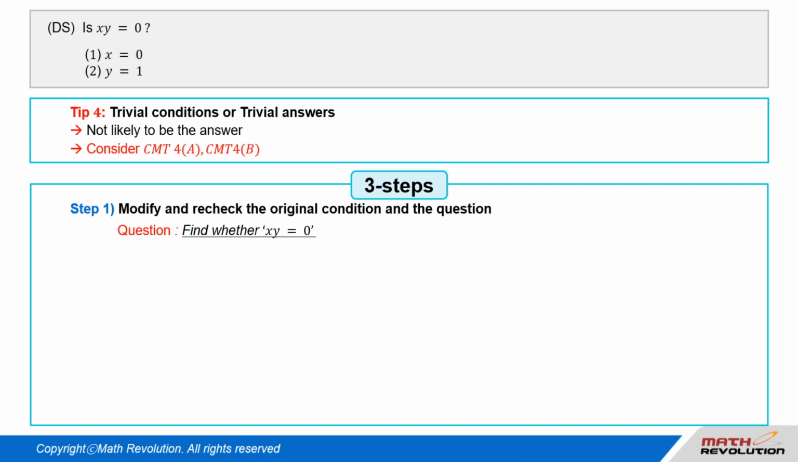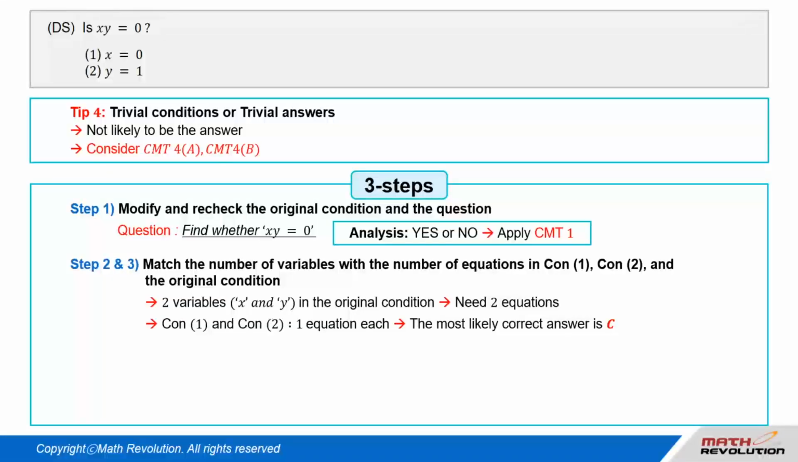We have to find whether x times y equals 0. Don't you feel like this question is tricking you into choosing C as the answer? You should be careful. Let's look at the information from the original condition. The answer to this question will be in terms of a unique value of yes or no, and therefore we apply CMT1 to this question. Follow the second and third steps.